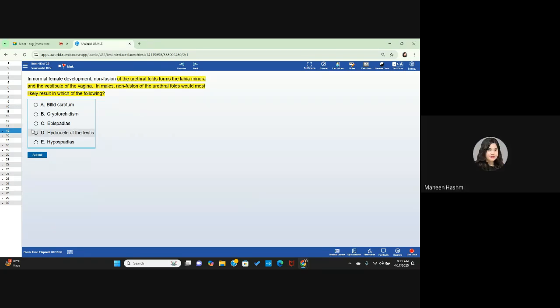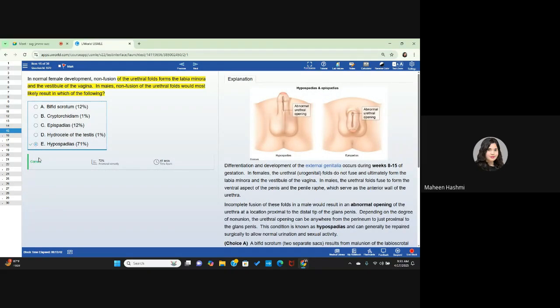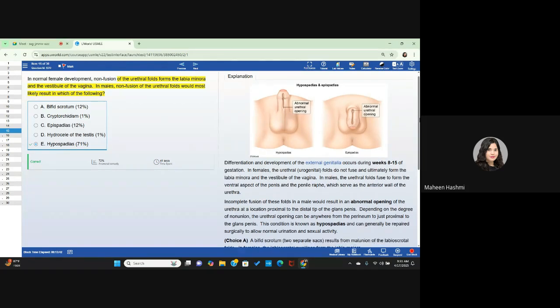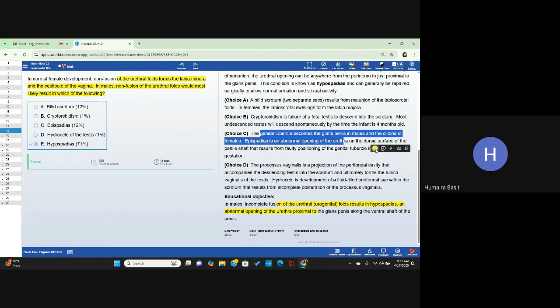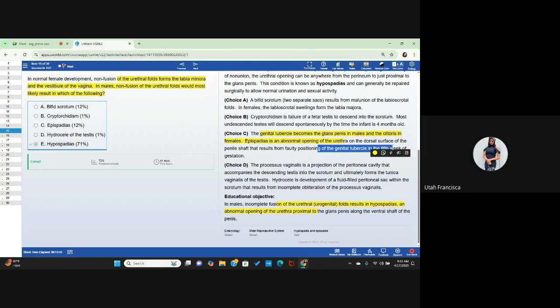So what do you think the answer is? Hypospadias. We talked about how there's a ventrally placed urethral opening, and that's hypo, and if it's kind of upwards, that's epispadias. Why is it occurring? Because of the incomplete fusion of the urogenital folds in hypospadias. If it would have been epi, then what? Epispadias is on the dorsal surface, because of the genital tubercle's abnormal positioning.